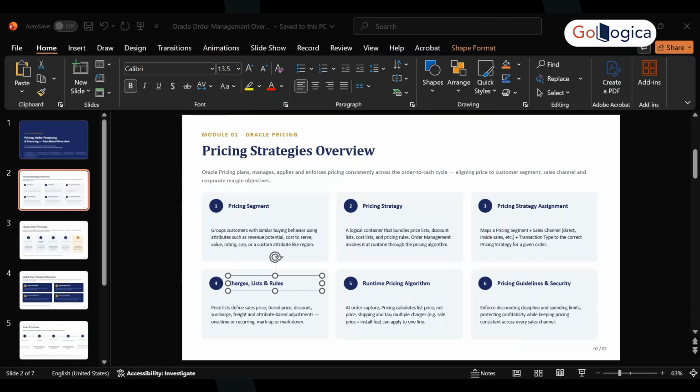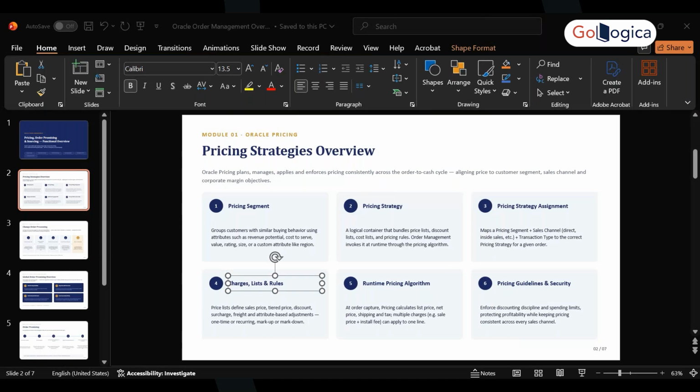So, whenever a customer creates a sales order, one of the first activities performed by Oracle is pricing. Before the order moves for fulfillment, Oracle must determine the correct selling price for each and every order line. And the purpose of Oracle pricing is not simply to assign a price, it is designed to ensure that the price remains consistent across the entire organization while following the company's business policies.